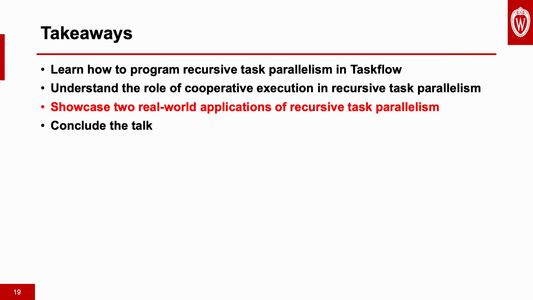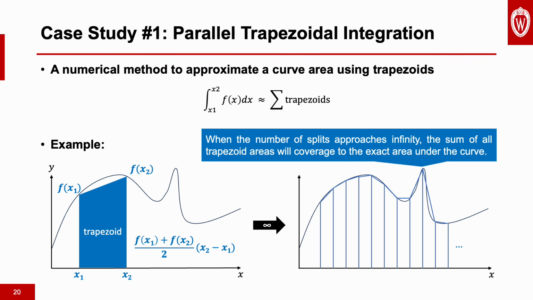Now, I would like to showcase 2 real-world applications of recursive task parallelism. The first use case of recursive task parallelism is trapezoidal integration, which is a numerical method to approximate a curved area using trapezoid sum. The idea is very simple. We approximate the area under a curve with the trapezoid over x1 and x2. We first evaluate a function at the two endpoints, f(x1) and f(x2), and approximate the area using a trapezoid, (f(x1) plus f(x2)) times (x2 minus x1) over 2. Then we recursively refine the estimate by splitting the interval until it converges.